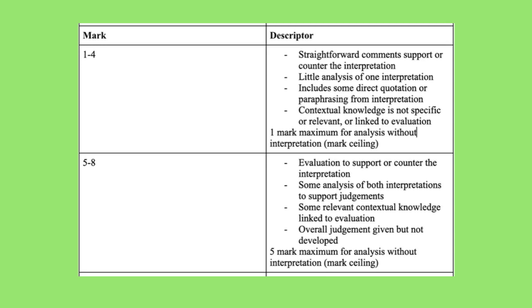Here are the bottom 2 bands for this question. You'll notice that we're seeing words like straightforward, little analysis, and not specific in terms of contextual knowledge. So essentially, in these bottom 2 bands, it might mean that you're making statements about your argument and you've maybe explained them in a little bit of detail, maybe you've tried to bring in some contextual knowledge, but it's just not come together fully.